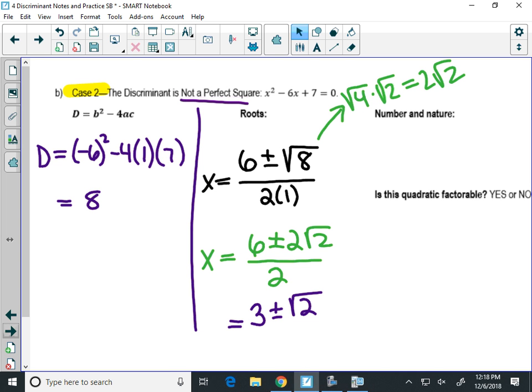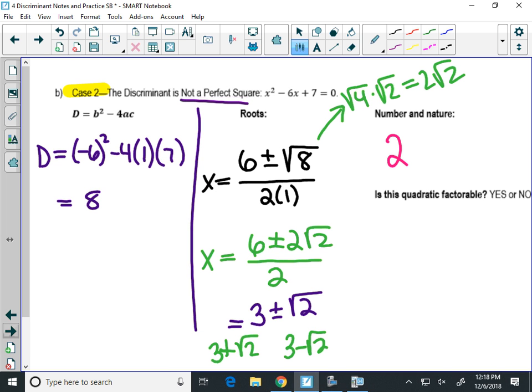Now, how many roots do we have technically? There's 2. 3 plus radical 2, and 3 minus radical 2. Right, there's 2 numbers there. So you have 2 roots. Are they rational, irrational, or imaginary? Irrational. So this time I have 2 irrational roots.